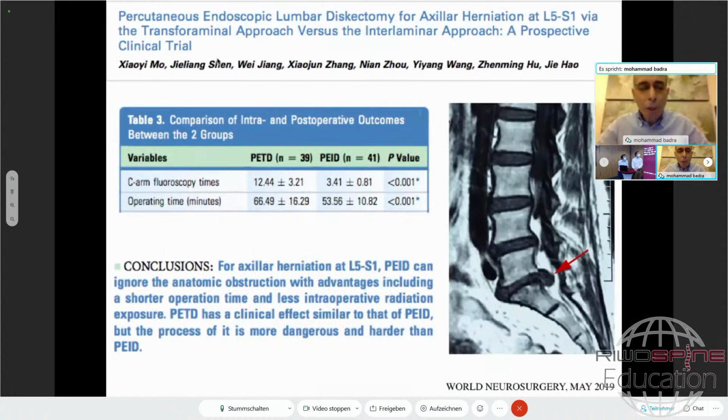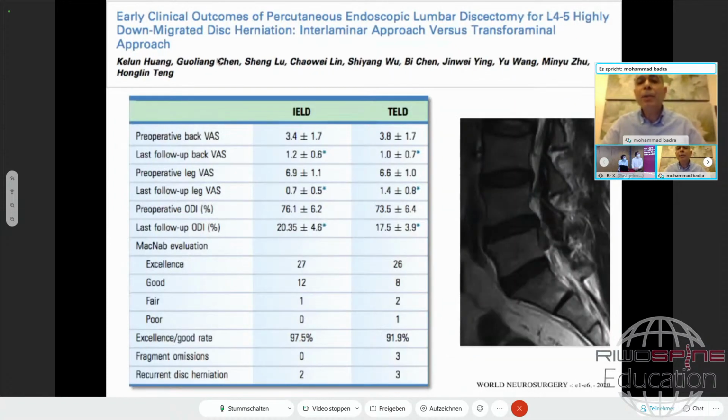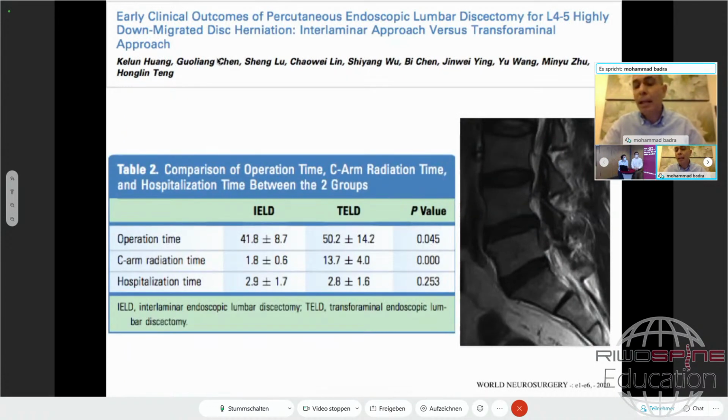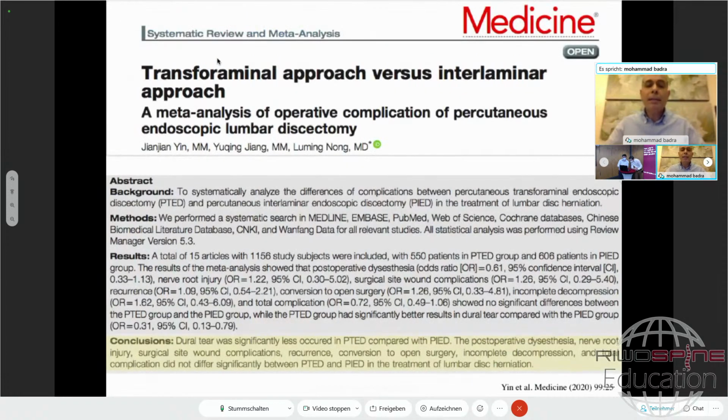Several studies actually compared interlaminar to transforaminal. These are the last three slides, and all of them showed a good outcome using either the transforaminal or interlaminar approach. In this study about L5-S1, they showed that the fluoroscopy time and the operating time were significantly better in the interlaminar approach. Again, this article talked about L4-L5, which showed similar good clinical outcome, but the operating time and the radiation time were less in the interlaminar approach.